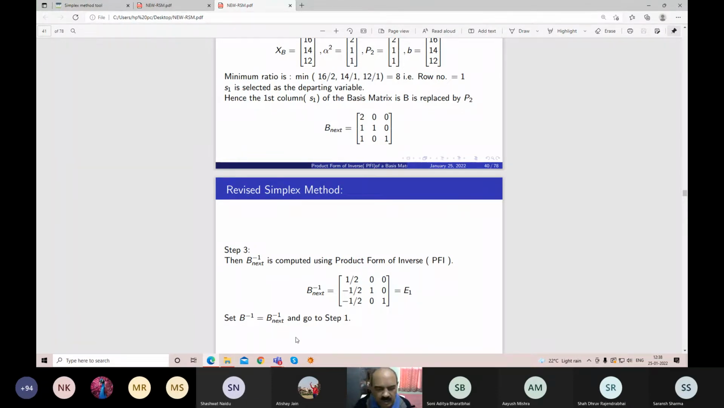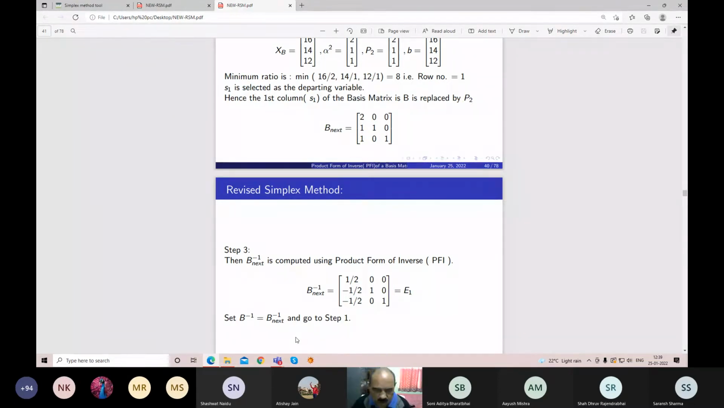What have you done? Using the identity matrix as the basis matrix, we have got the entering variable, entering vector, departing variable, departing vector. Then we have got our B next, a new basis matrix. From the new basis matrix, we are finding the new basis matrix inverse. That's all. These 3 steps will be followed always.